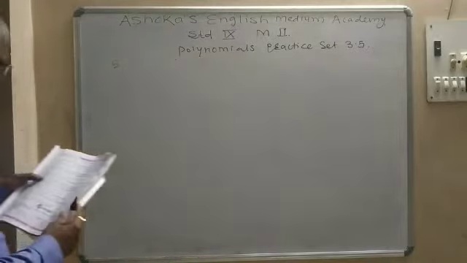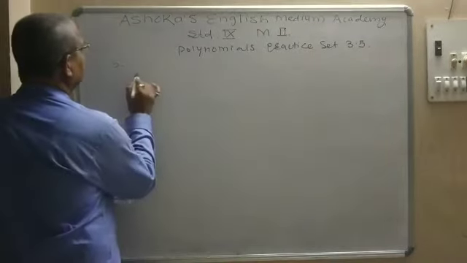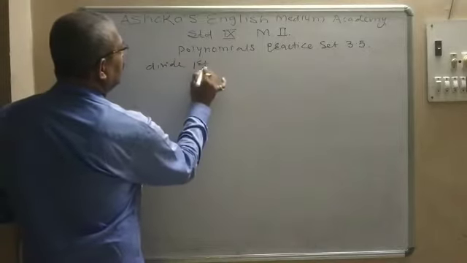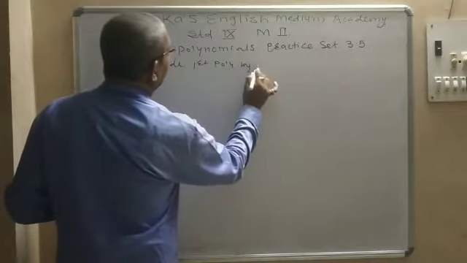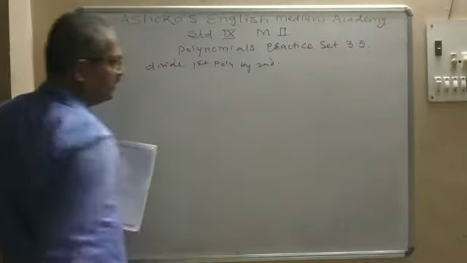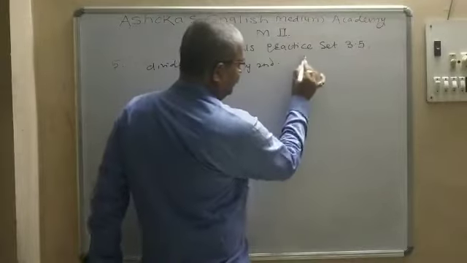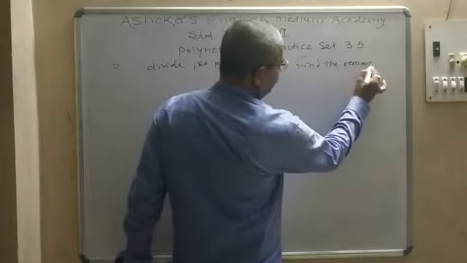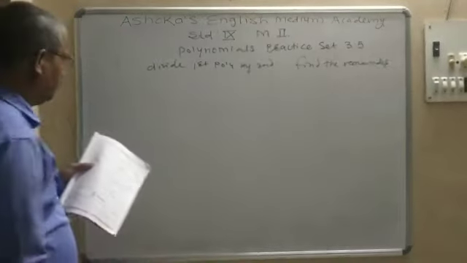Now what is it? Question number 5. Divide the first polynomial by the second, and find the remainder. We should solve it by the remainder theorem method.